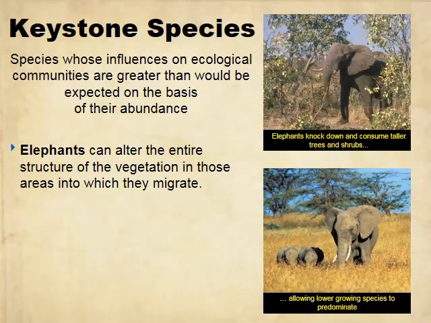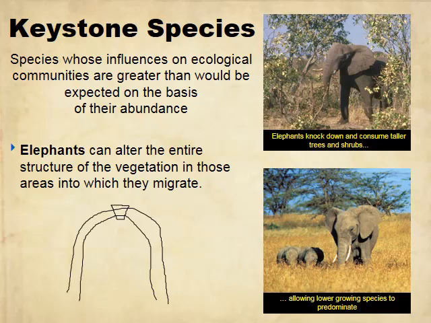And then we have keystone species. When you're thinking of keystone species, you think of an arch. So if we have an arch, okay, and you build it with stones, that keystone from art history is this stone that's right here up top. If you end up pulling this out, then the whole thing collapses. So that's kind of the theory behind a keystone species.